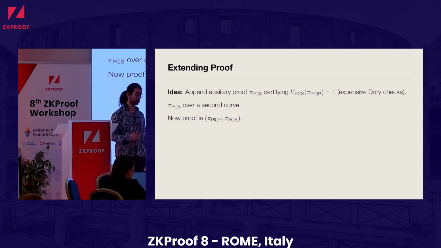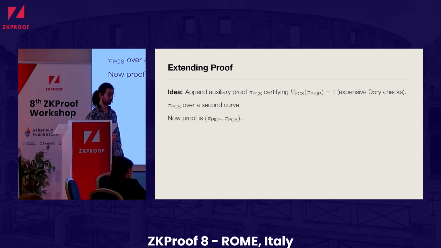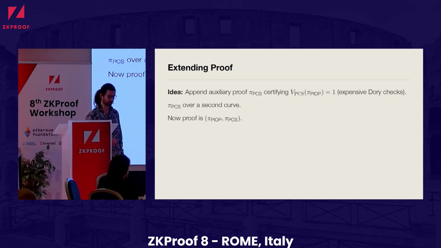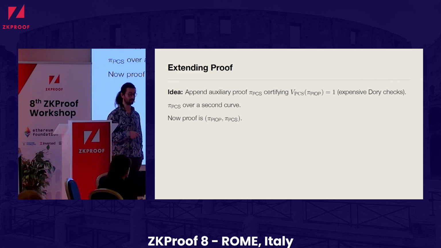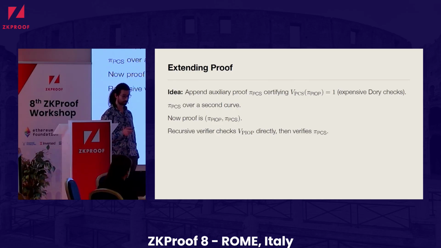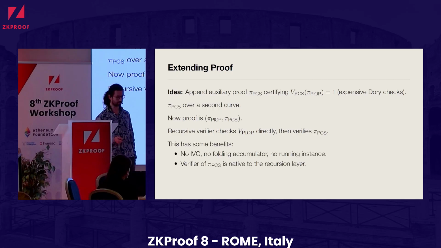So the idea is as follows. We want to extend the initial proof with two sub-proofs, one proving the PIOP and one proving the PCS part of the SNARK. In particular, this auxiliary proof, which we call the PCS SNARK, certifies that the checks with this PCS are satisfied. For that, we need a second curve to make it more efficient. And we can compute them in some sequentiality. So we do first the PIOP part and then the PCS.